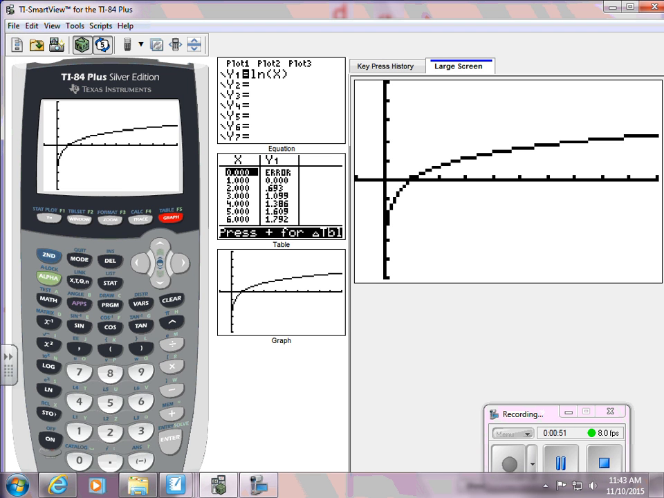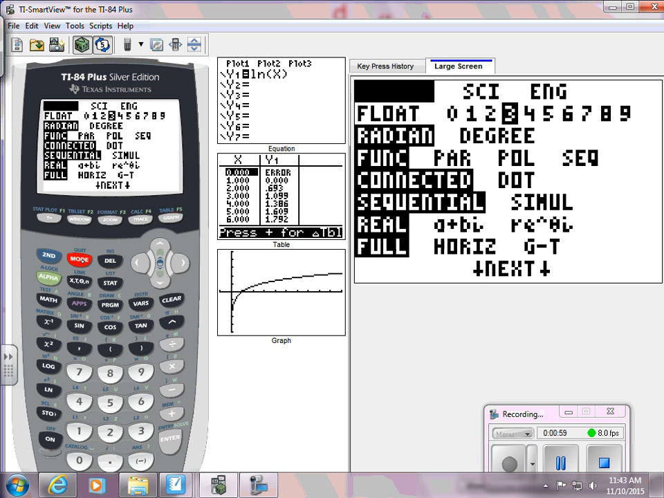All right, now, one other thing that I need you guys to do for this little discovery is to go to mode. And if it says float right now, change it to 3. I want it to round your answers to 3 places after the decimal. So if yours says float, just change it to 3.